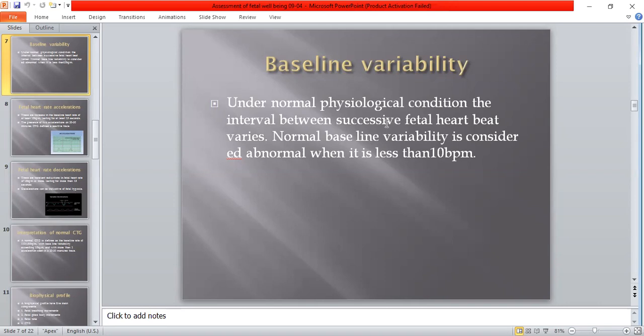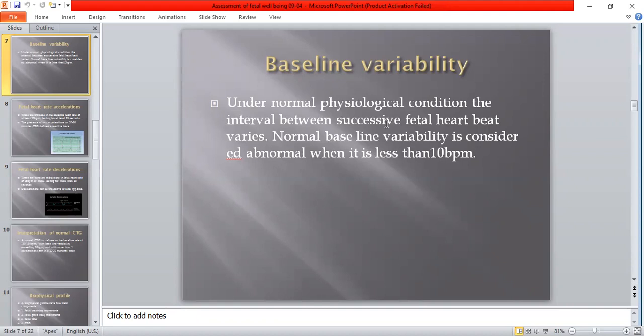The baseline variability is modified by the fetal sleep state and activity, and also by hypoxia, fetal infection, and drugs suppressing the central nervous system, such as opioids and hypnotics. Fetuses display deep sleep cycles of 20 to 30 minutes, so when the fetus is sleeping, the variability is less than 10 beats per minute. So if we do a CTG for 20 to 30 minutes and it shows variability less than 10 beats per minute, but the baseline heart rate is normal, it means that the fetus may be sleeping.